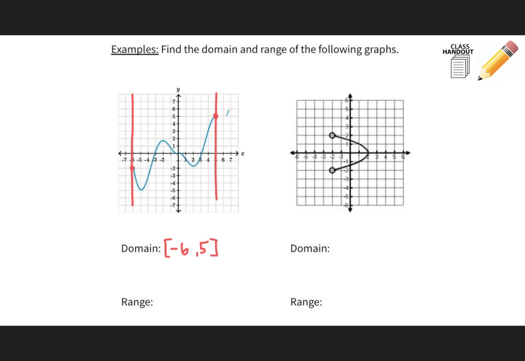For range, we're going to see how low does my graph go. Well, the lowest point of my graph is right here, and that's at -5. And it does hit the graph at -5, so I'm going to have a bracket.